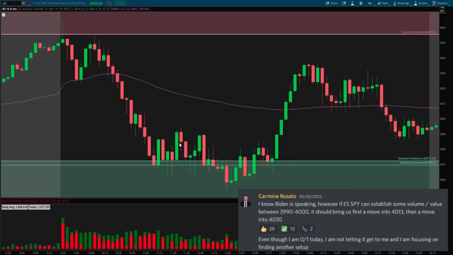We're watching a bounce out of this demand zone, but instead of getting long, this was at the same point as that example I just showed you earlier with the absorption at 40.50. Came to the demand zone, and we were watching a break above 3,990 and 4,000, and it should bring us a move into 40.13 and then a move into 40.30. I took the first setup, it was a losing trade, right?